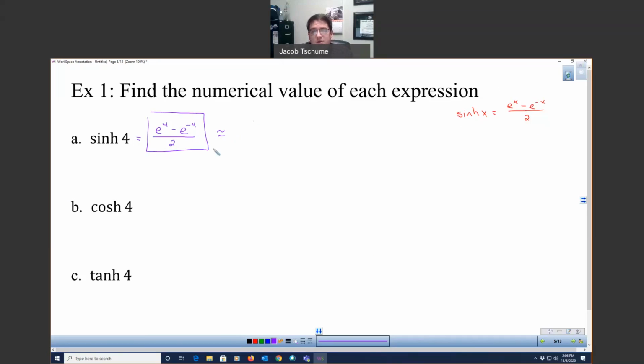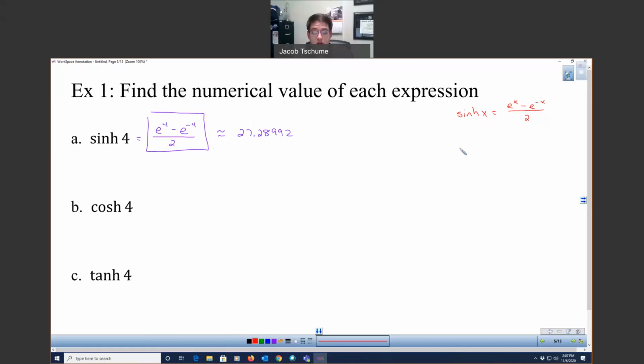Now on WebAssign, when you're doing your homework, if they happen to ask you for the approximate value, just type that into a calculator you have and give the approximate answer. I did this a few minutes ago, and I found this to be 27.28992. Just round your answer to whatever WebAssign is asking, if that's what it's asking for.